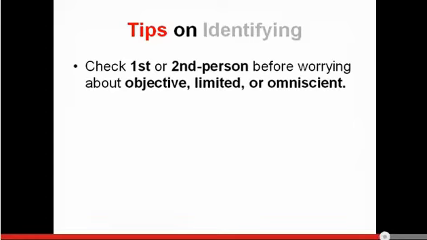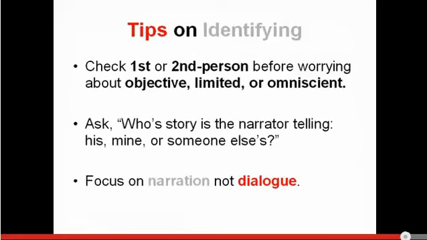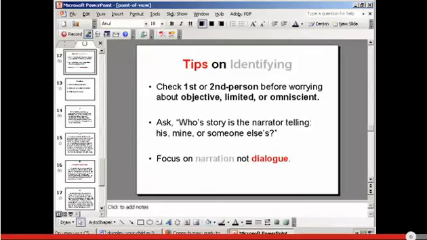Here are some tips on identifying narrator's perspective. Check for first or second person perspective before worrying about objective, limited, or omniscient. This will save you time. Ask yourself, whose story is the narrator telling? Is he telling his own story, which would make it first person, your story, which would make it second person, or someone else's story, which would make it third person? Remember to focus on the narration, not the dialogue. I hope this helps you accurately identify the narrator's perspective.